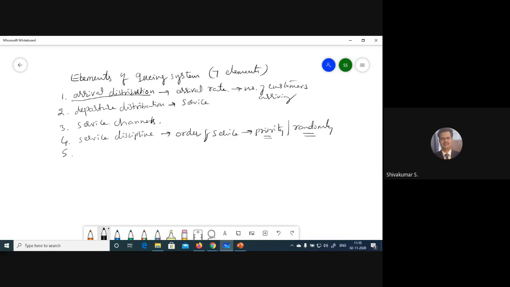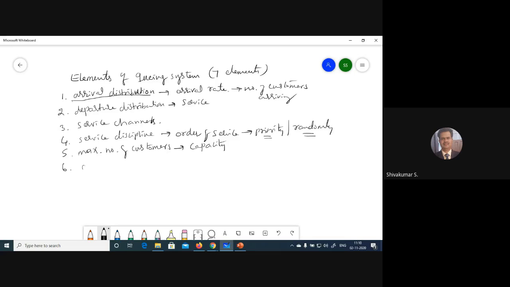And the fifth one, maximum number of customers. Very important here, the capacity. It's a very important element in queuing theory because we decide the number of services required from it. I think we can say it is the capacity of the system. That's very important. And the sixth element is the calling source or population.